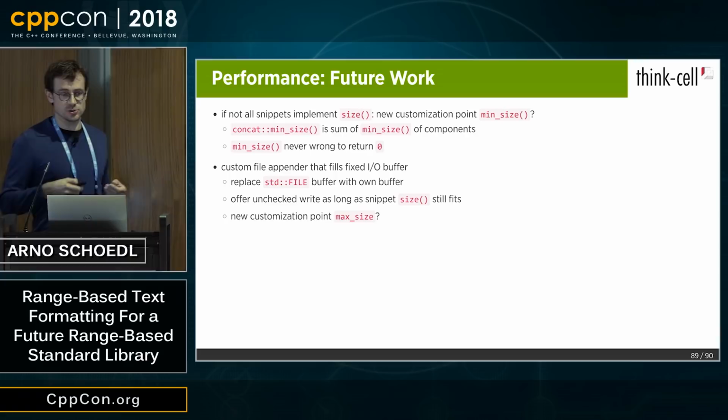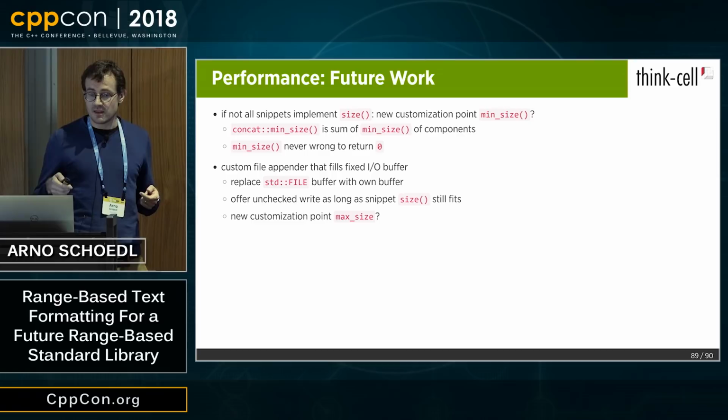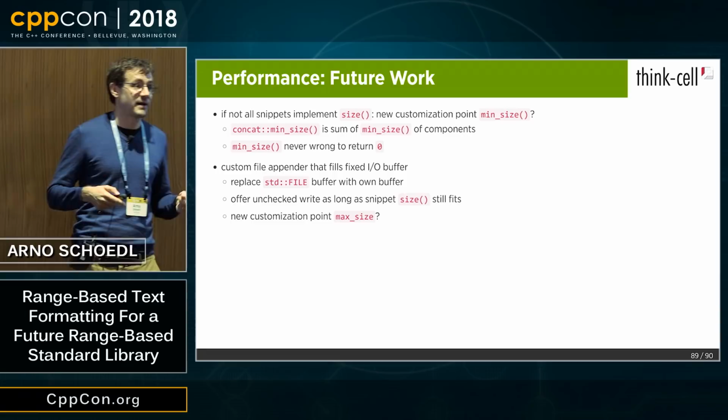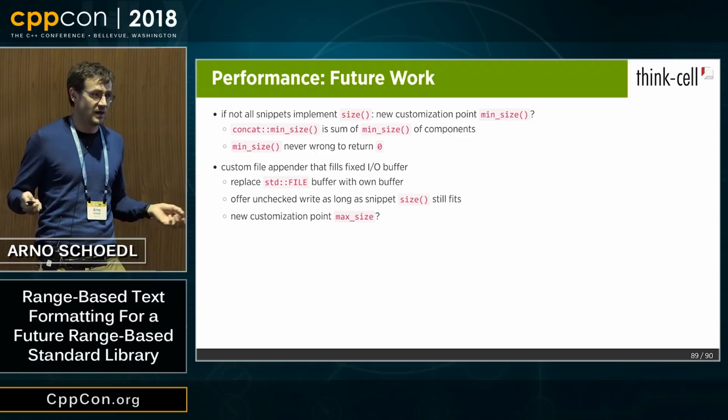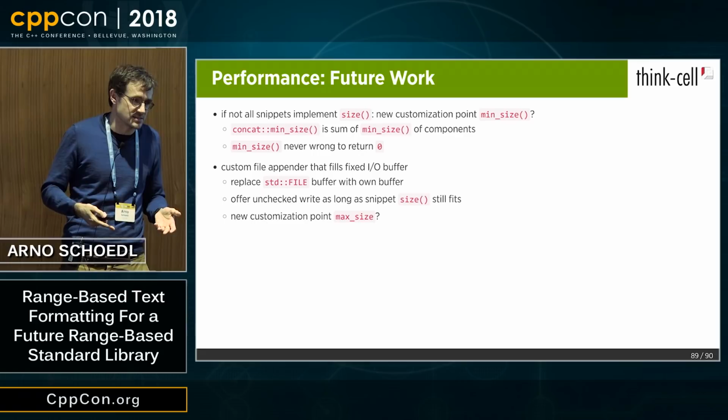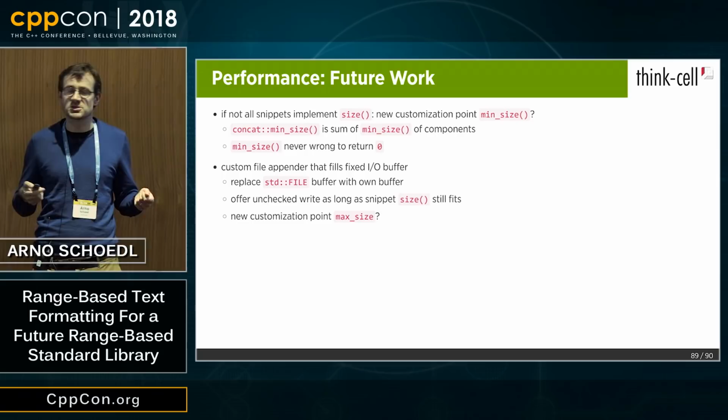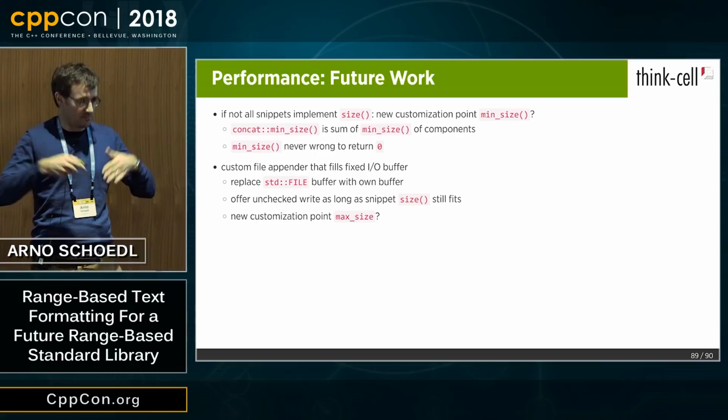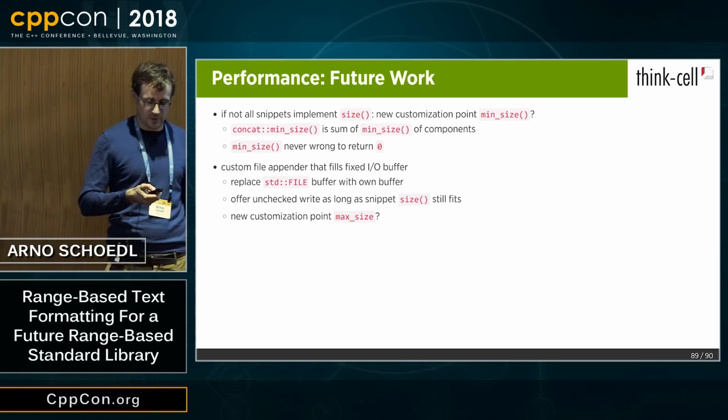And this is my one before last slide. If not all the snippets implement size, we currently fall back to appending them in there without doing any reserve, which is not really necessary. Maybe some of the components know their size, and only one component doesn't. So in order to avoid having to reallocate multiple times, I could just say, well, I know already I will need at least that much, so allocate that. And then we'll need to see how much that odd man out will require, that whose size I don't know.